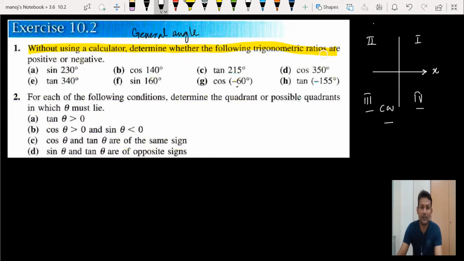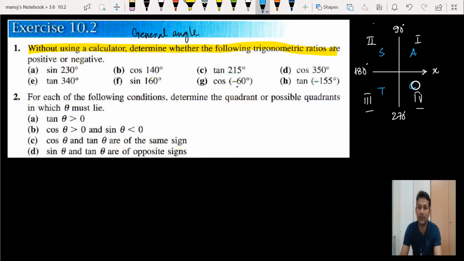230 degrees, it's positive, which means I have to move anti-clockwise. So this is 90 degrees here, then 180 degrees here, and 230 is here because this is 270 degrees. This is 90 degrees, and this is 180 degrees. Anti-clockwise is always positive, and clockwise is always negative.